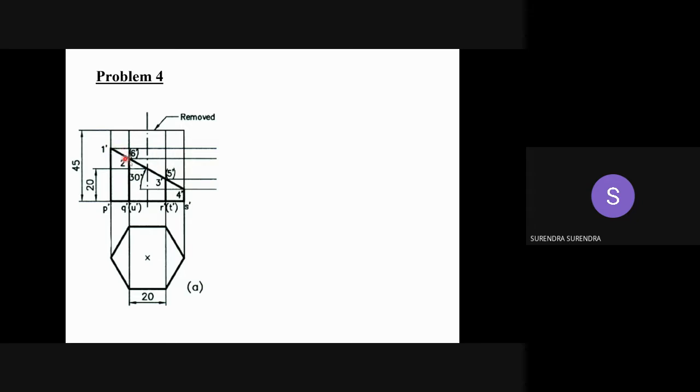And now mark the intersection point of this cutting plane with the straight edges. It is cutting the straight edges P dash at 1 dash, Q dash at 2, R at 3, S at 4, T at 5, and U at 6. As it is clearly given, draw the development of the bottom surface, means the upper part is to be removed. Now draw the development of the hexagon.